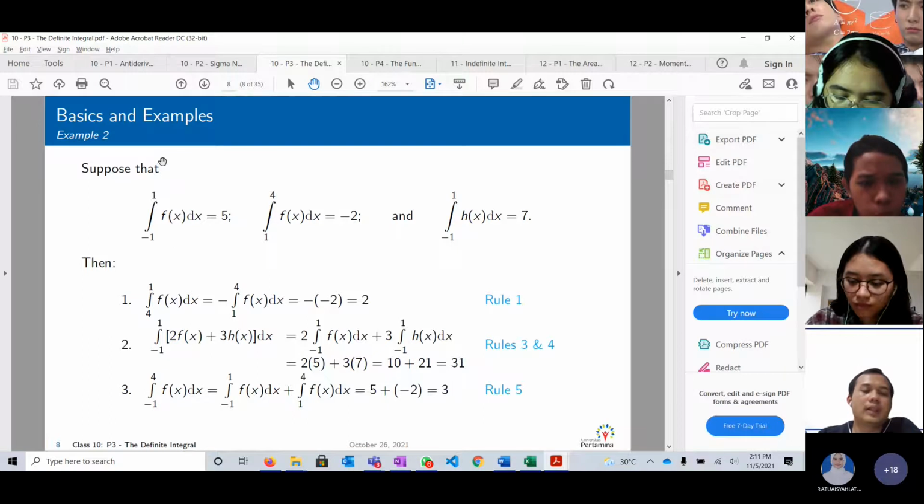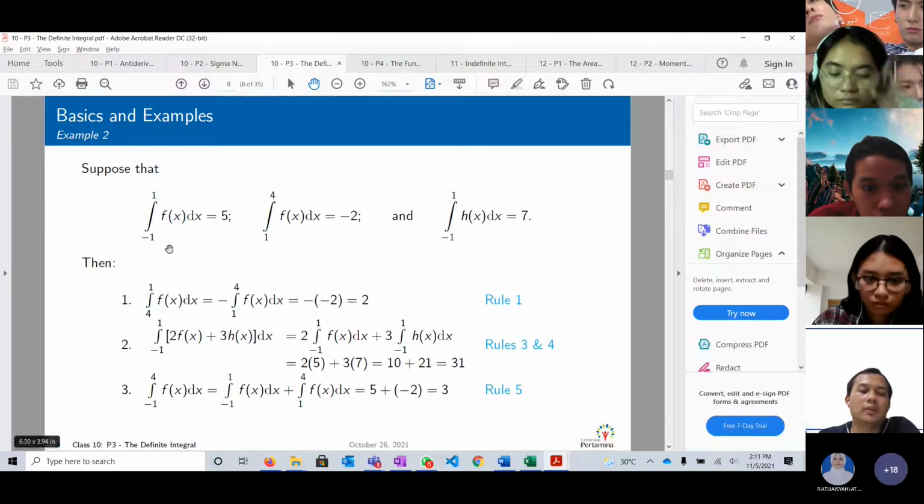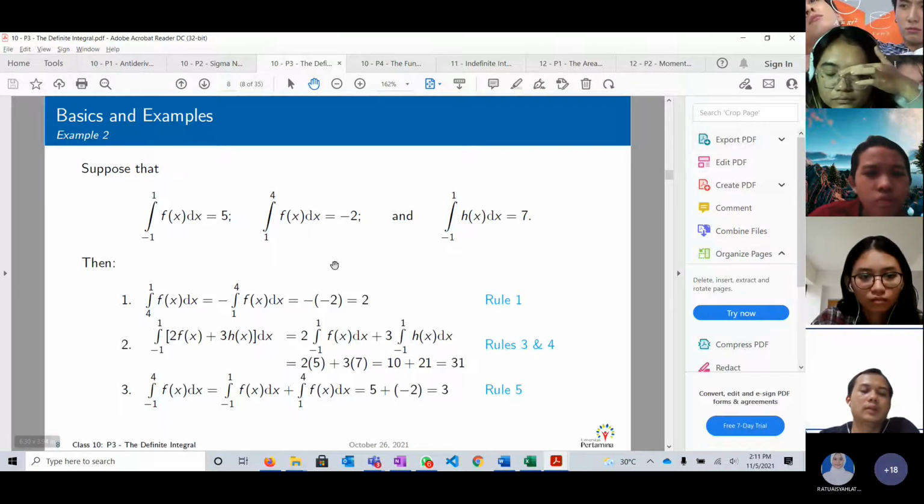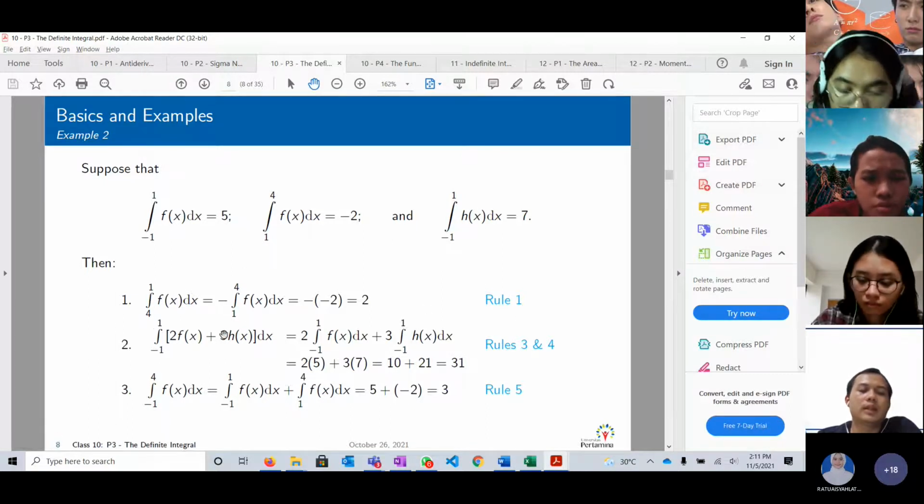Also, if we have the same interval, so from -1 to 1, then we can do like this.